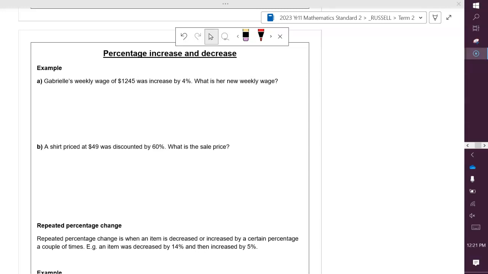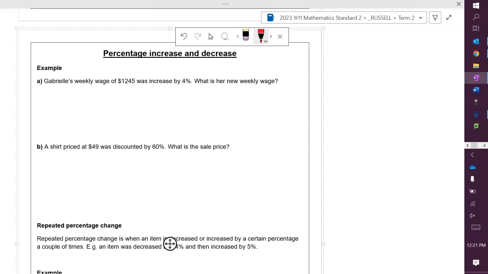In this lesson, we're looking at percentage increase and decrease. So if we look at these examples, we know increase means more, decrease is less. So Gabrielle's weekly wage of $1,245 was increased by 4%. What was her new weekly wage?